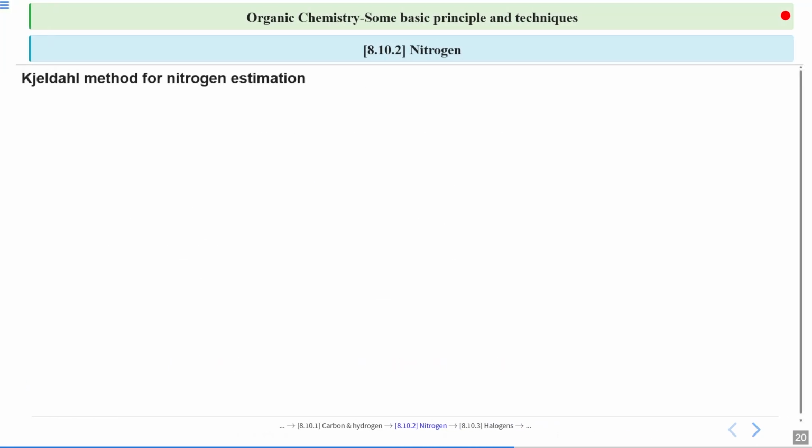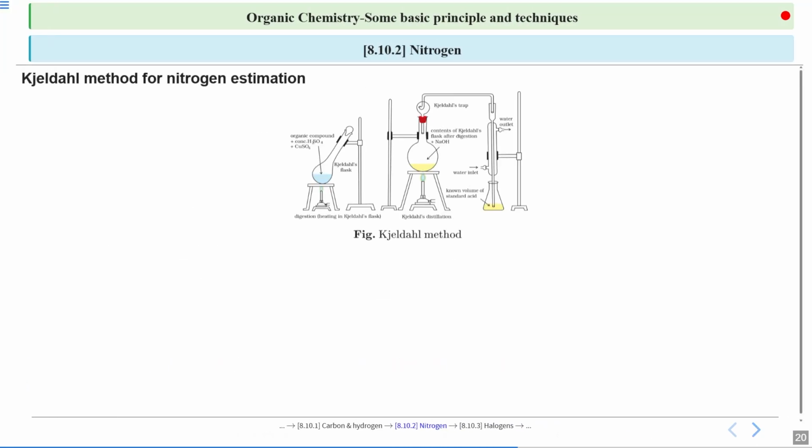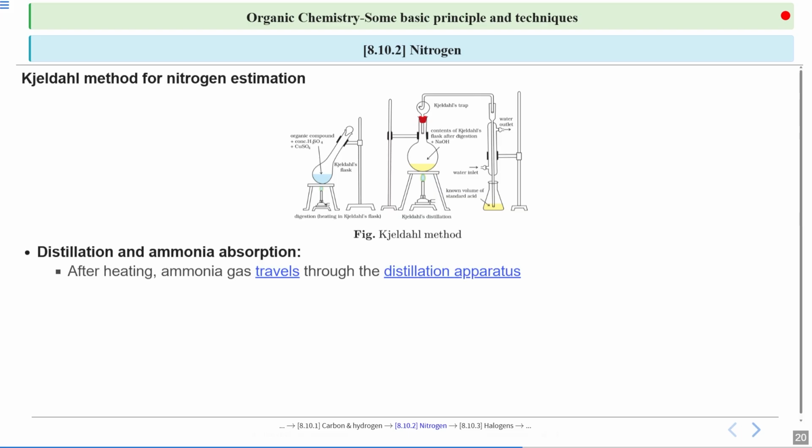So moving on further, now we have done the digestion. We have trapped also the (NH4)2SO4. Next is distillation and ammonia adsorption. How do we do it? After heating, ammonia gas is released. This gas travels through the distillation apparatus.